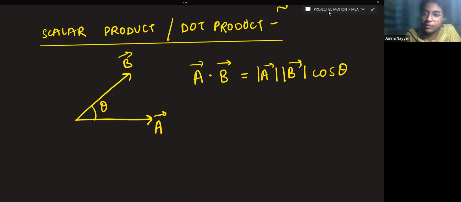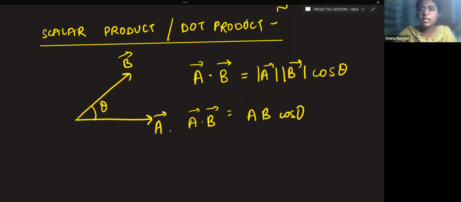So the magnitude of the first vector, by whichever method you know how to take out the magnitude of any vector, is multiplied by the second vector's magnitude, multiplied by the cosine of the angle they are subtending at the center. So whenever we'll be using A dot B, I'll directly write down: A dot B will be equal to AB cos theta. Remember this statement. This statement will only be used. For example, let me give you an example.